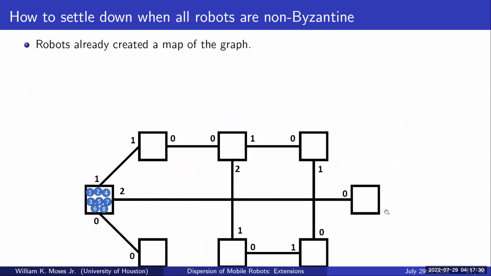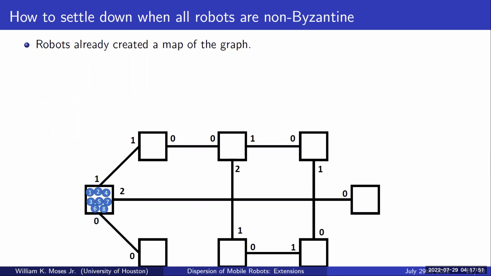Now, what did we do? We constructed the map. Now all the good robots have learned what the whole graph looks like. In fact, they have the same idea what the graph looks like. But that's not enough, because we still need the robots to settle.